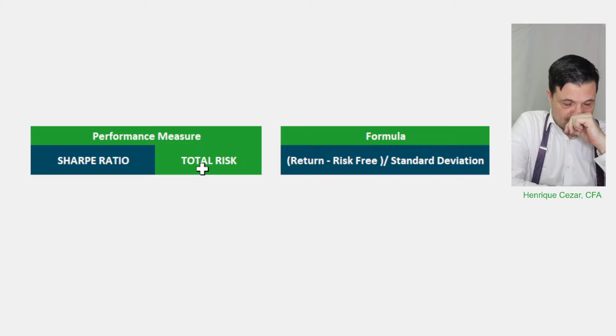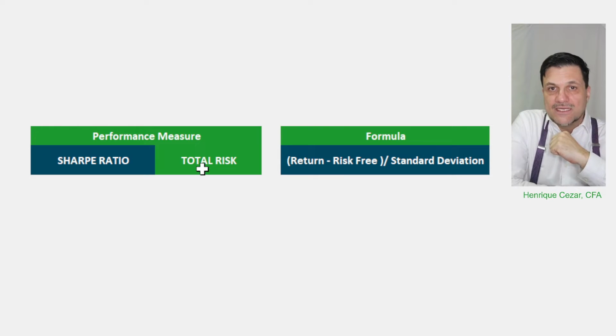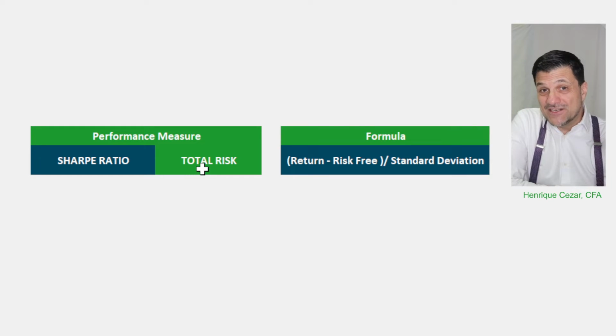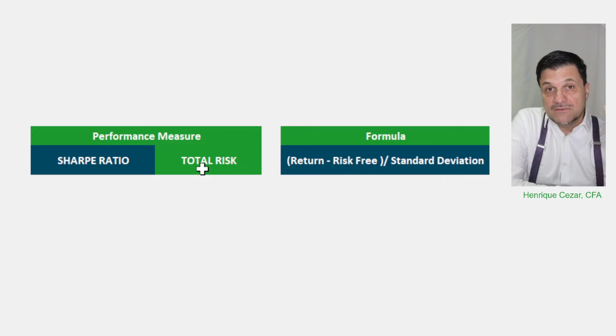So what is the total risk approach? The total risk approach includes all the risks, so systematic and unsystematic risk. So let's imagine all the risks that one individual stock may exhibit. That's the approach. That's why you use the standard deviation. And the numerator is what I mentioned before, an excess return. So the excess return divided by the standard deviation is the Sharpe ratio.